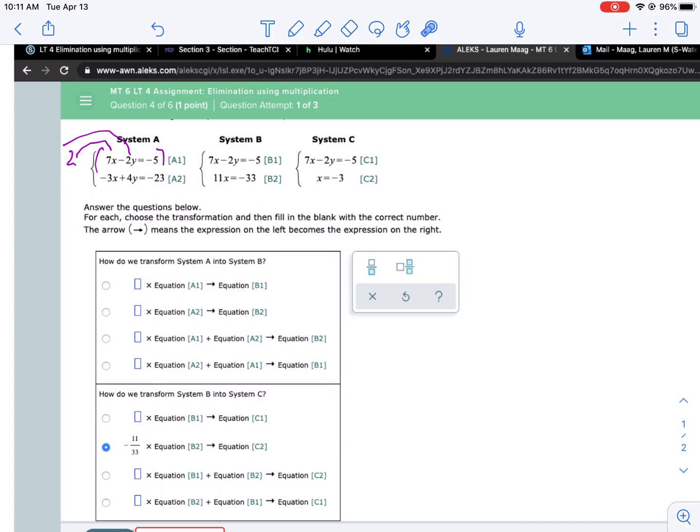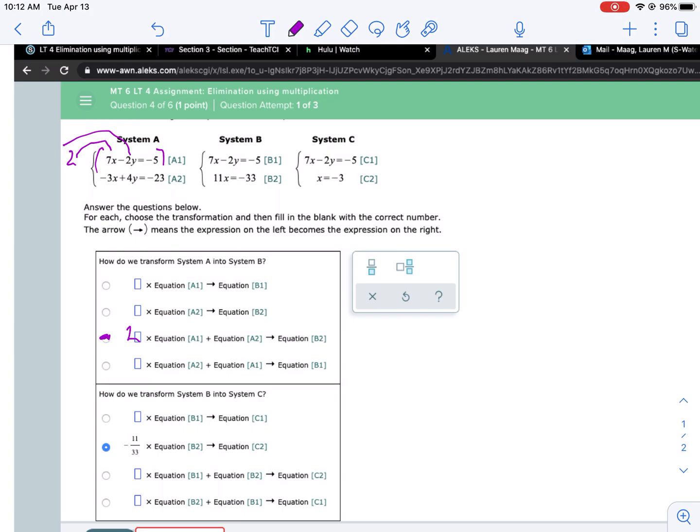So what do we do here? When you're going to add or subtract, you're going to be using your bottom two steps here. So what we're going to do is multiply equation 1 by 2. We're going to add that to equation 2. We're going to write that in place of equation 2.